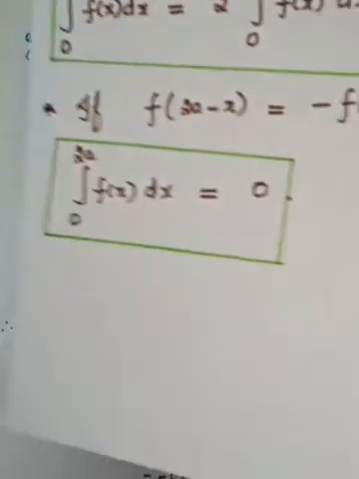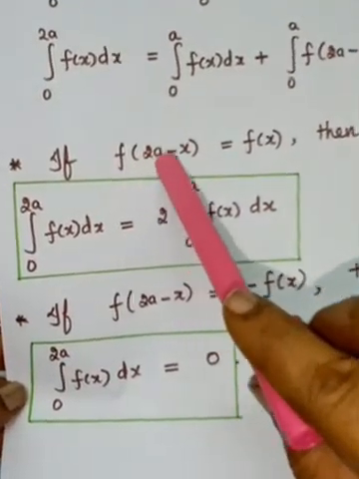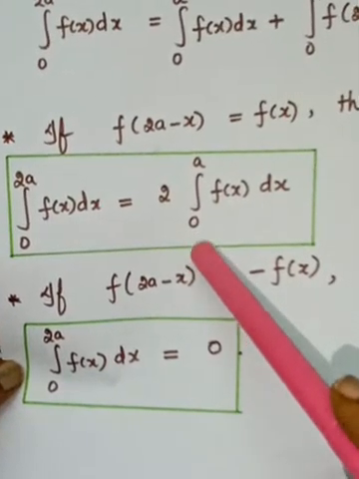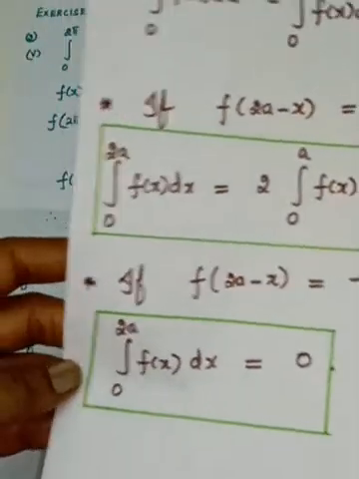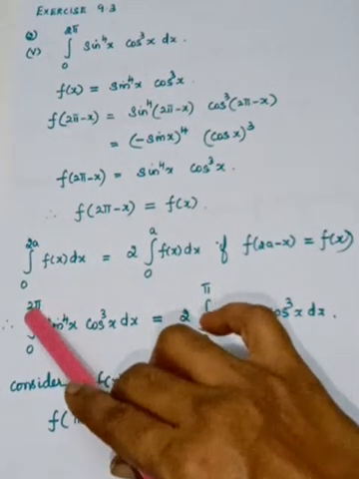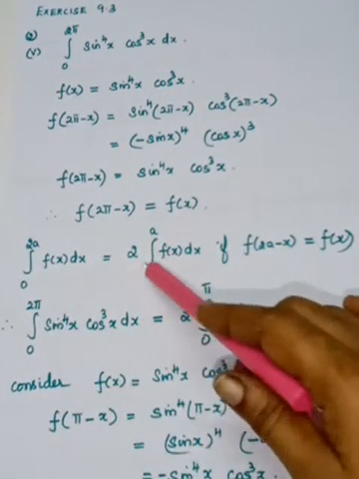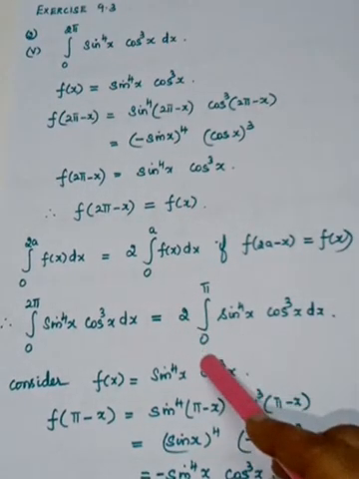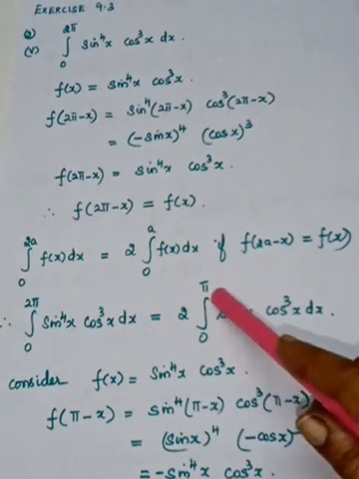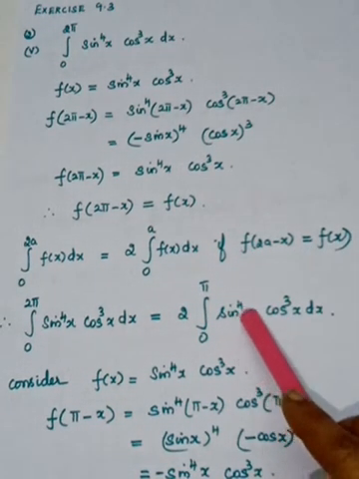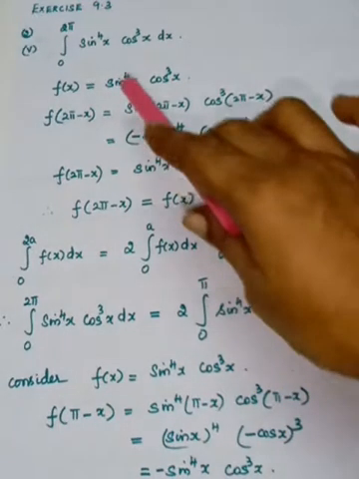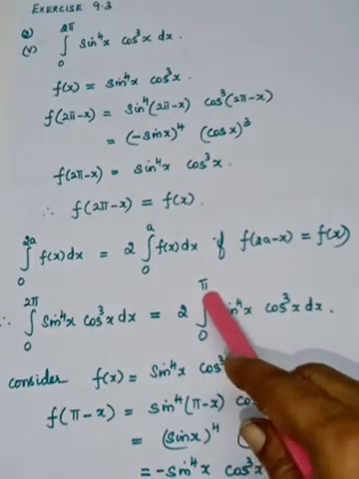So in this formula, f of 2a minus x is equal to f of x means the integral can be written as 2 into integral 0 to a f of x dx. So using that property, what is your 2a? 2 pi. So it will be written as 2 into integral 0 to a. What is a? 2a is 2 pi means your a is equal to pi. What is your f of x? Sine power 4x into cos cube x dx. So here the 2 pi, now the limit is pi.